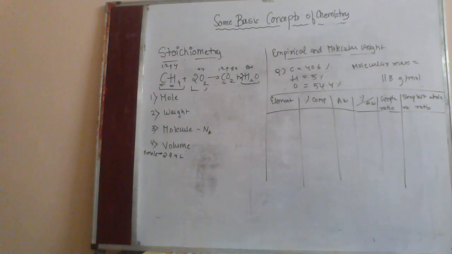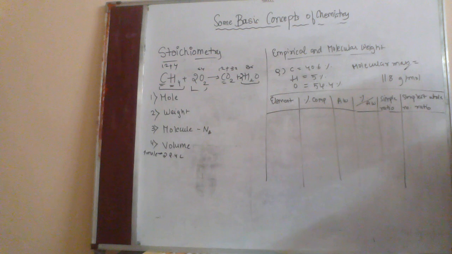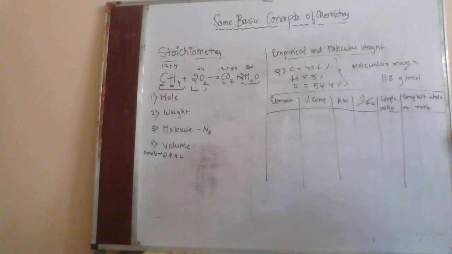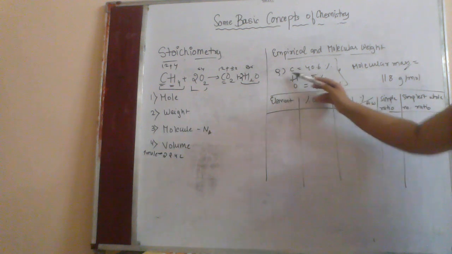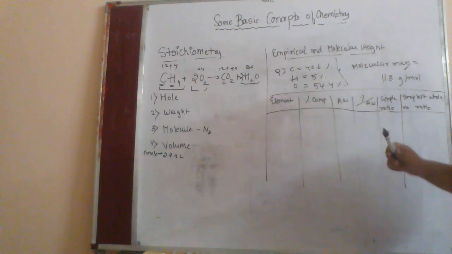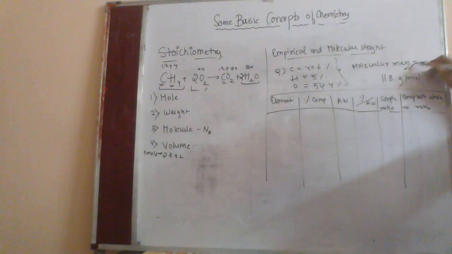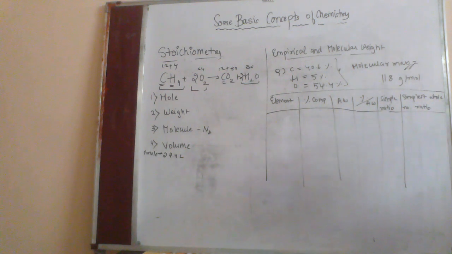Now coming to finding the empirical and molecular formula with the help of the given molecular mass. What is the meaning of this? 3 percentage compositions are given to you: carbon 40.6%, hydrogen 5% and oxygen 54.4%. Also the molecular mass of the whole compound is given, 118 gram per mole. From these 4 points we need to find the formula of that compound.